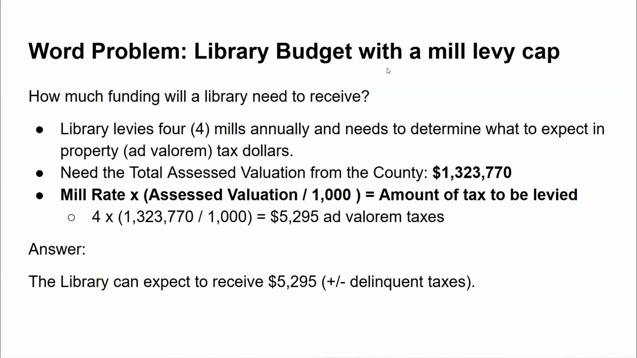And again, everything has a caveat. There's a plus or minus delinquent taxes. Sometimes people can't pay their taxes, and that means that if they don't pay their taxes, you can't receive that money. Sometimes people pay back taxes, so maybe you'll receive a little bit more than this. It's kind of a plus or minus on if you'll actually receive $5,295. But that's a good reason to keep track of when you receive your tax money and how much you get each time.